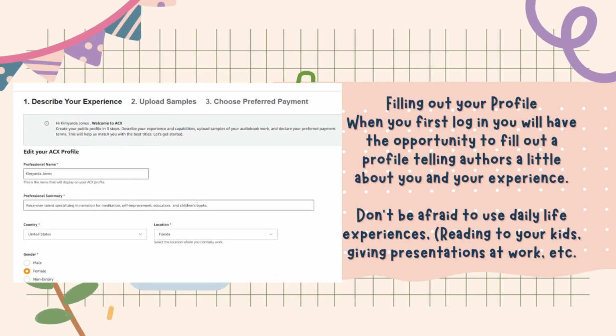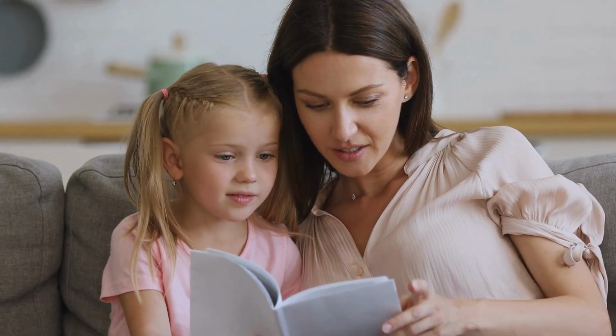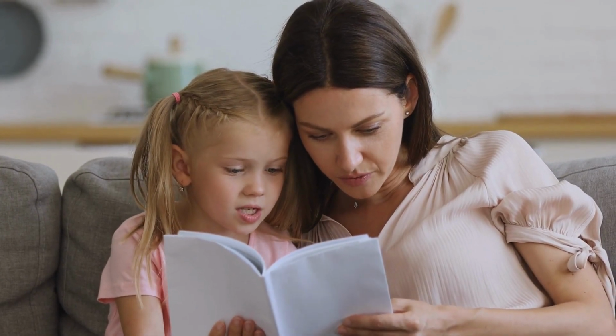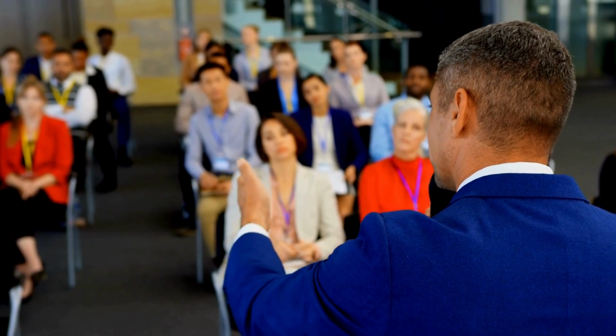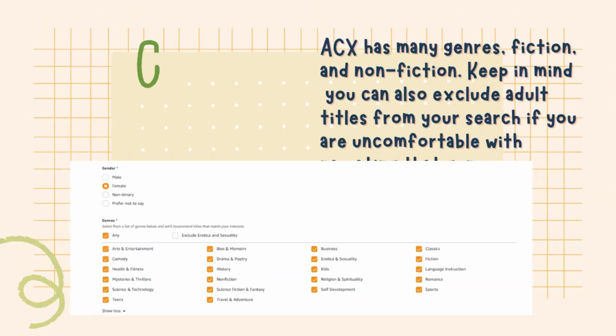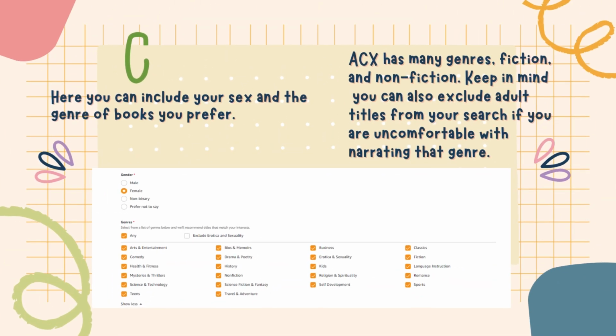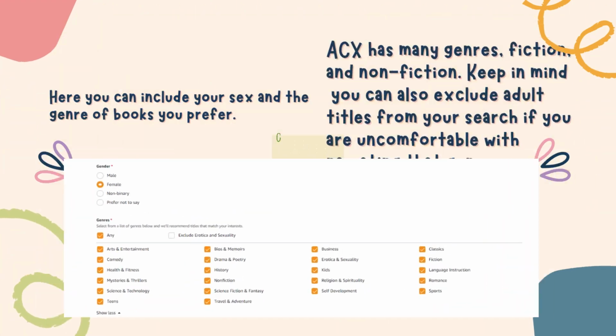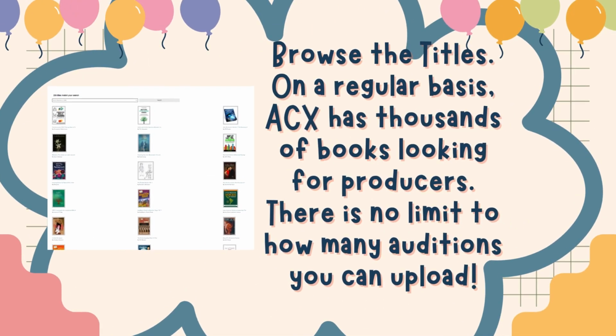Now, you fill out your profile. Tell the rights holder about you and your experience. Even if you have only read books to your children or been an announcer at church, all of this can be considered training and is helpful experience to help you land the book deal. In this portion of your profile, you can include your voice gender and the books you prefer to narrate. There are checkboxes to make your selections. You can also choose to exclude adult-type books if you're uncomfortable doing this type of narration.